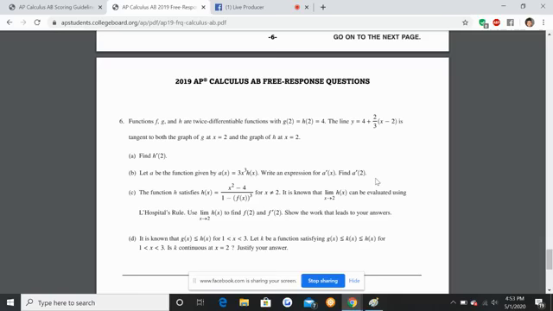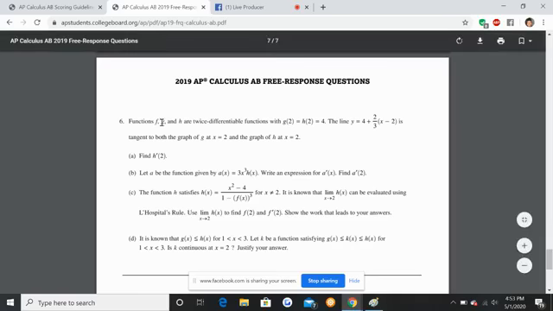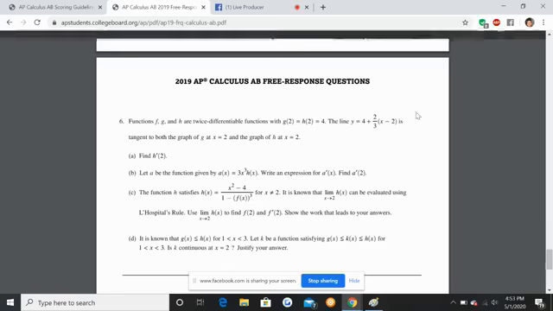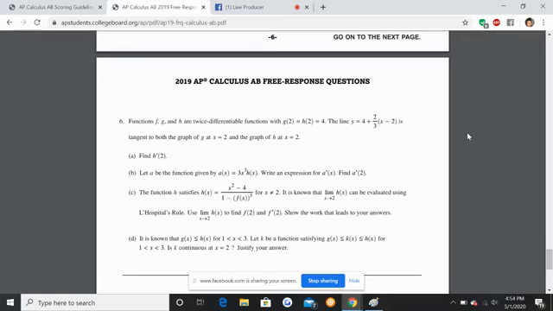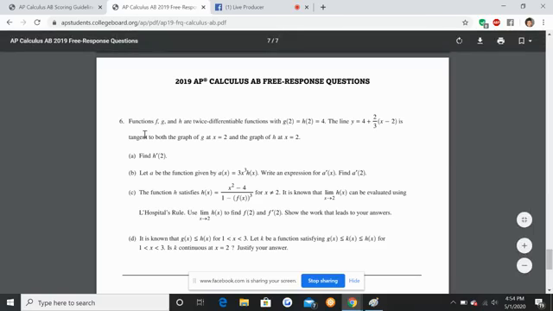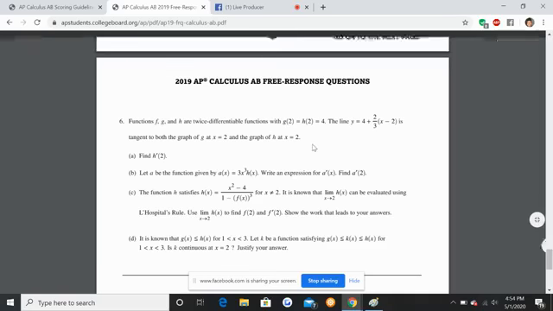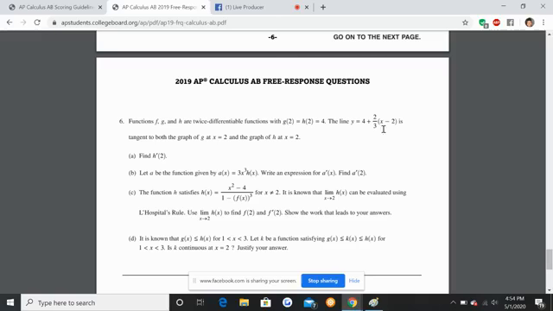All right. So functions f, g, and h are twice differentiable functions with g of 2 equal to h of 2, and it equals 4. The line y equals 4 plus 2/3 times (x minus 2) is tangent to both the graph of g at x equals 2 and the graph of h at x equals 2. All right, so first, when we see the word tangent, we already know we're going to be talking about a derivative, right?